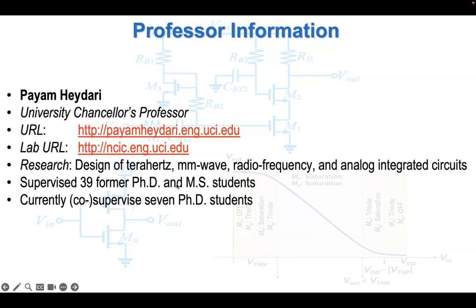I have been fortunate to cooperate and work with a number of very bright students. I have been fortunate to supervise these students, 39 as a result of our research activities. 39 students got their PhD under my supervision. Overall, 39 PhD and master students got their degrees under my supervision. Currently in my labs, I'm supervising 7 PhD students.